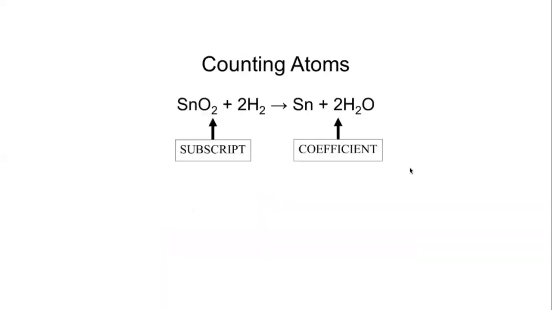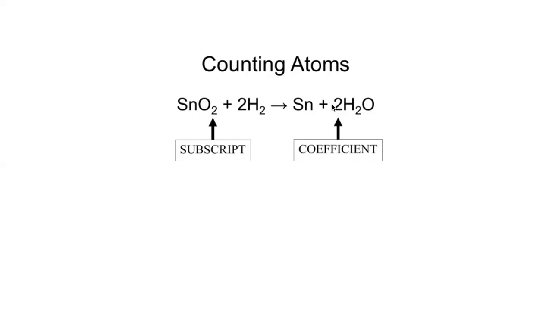So to count the atoms properly, we need to understand subscripts and coefficients. We talked about subscripts or superscripts when we were doing our ionic compounds. Subscripts are at the bottom and they tell us how much of each atom is in this compound. So in this reaction, we have 2 oxygens. Coefficients tell us how many of that molecule we have. The coefficients go in front of the molecule, and these coefficients must be multiplied by the subscript.